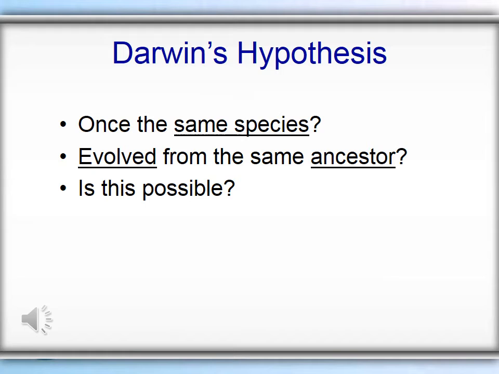So, Darwin's hypothesis. Well, he wondered if all these organisms that looked alike, like the iguanas, for example, were once the same species. Did they have the same ancestor? Is this at all possible? So he started having thoughts like this, and he carried them back to England and thought about this for a long, long time.